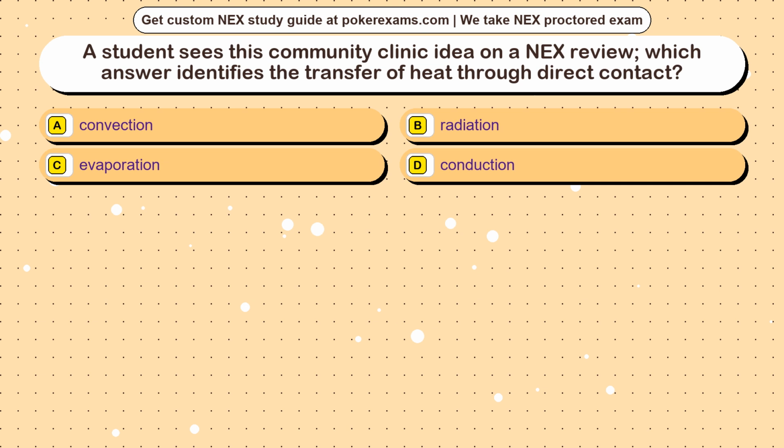Question 10. A student sees this community clinic idea on a next review. Which answer identifies the transfer of heat through direct contact? Option A, convection. Option B, radiation. Option C, evaporation. Option D, conduction.